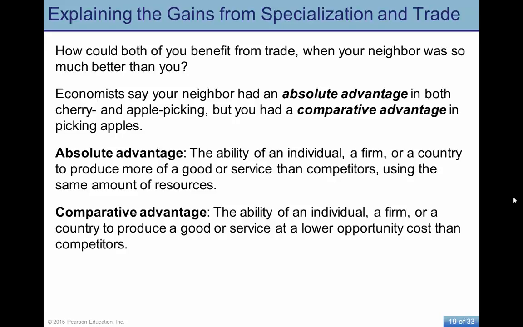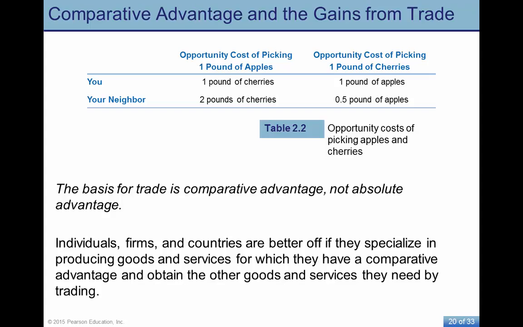Comparative advantage is the ability of an individual, a firm, or a country to produce a good or service at a lower opportunity cost than competitors. Comparative advantage and the gains from the trade. The opportunity cost of picking 1 pound of apples for you is 1 pound of cherries. And the opportunity cost of picking 1 pound of cherries for you is 1 pound of apples.